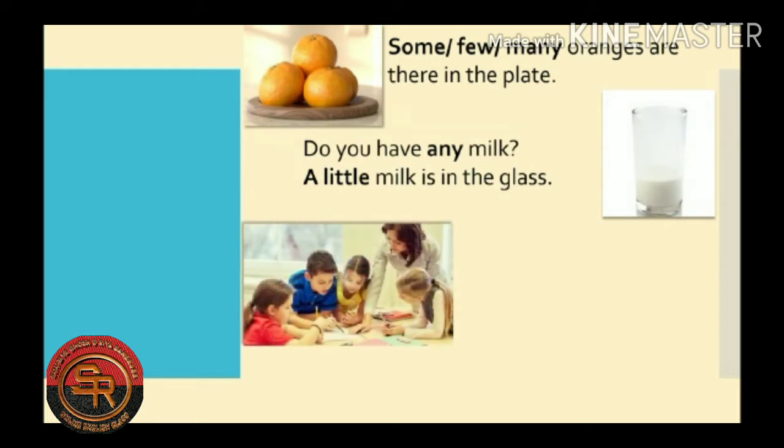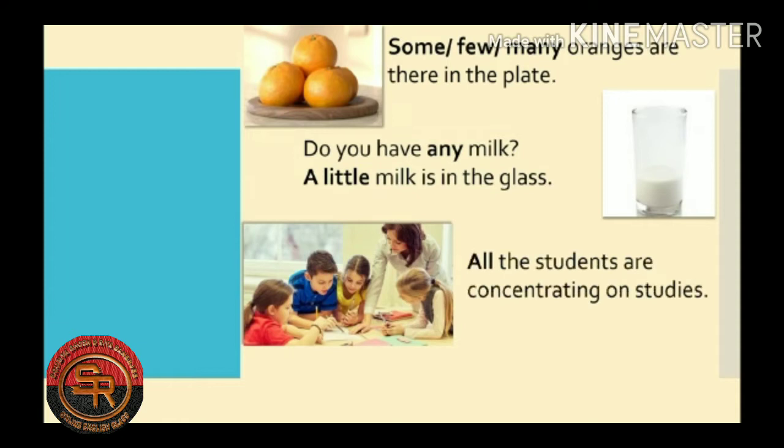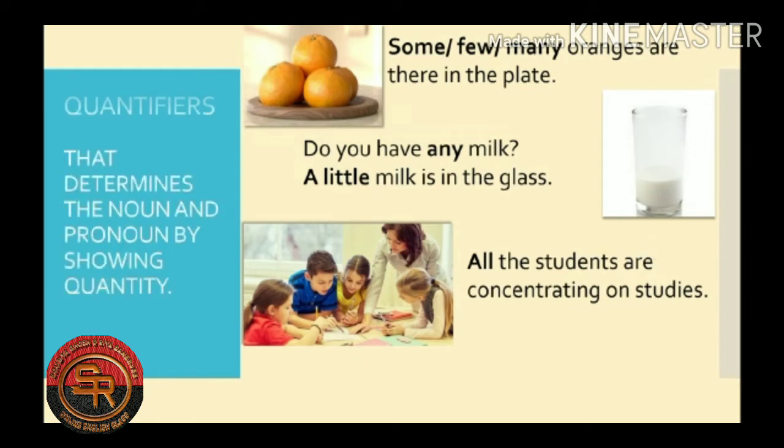Next, some students are reading. All the students are concentrating on studies. So the words I have highlighted here are all telling about the quantity of the noun and pronoun. So these are all called quantifiers, that determine the noun and pronoun by showing the quantity of it. See that these are not numbers. These are only the quantity. Okay?